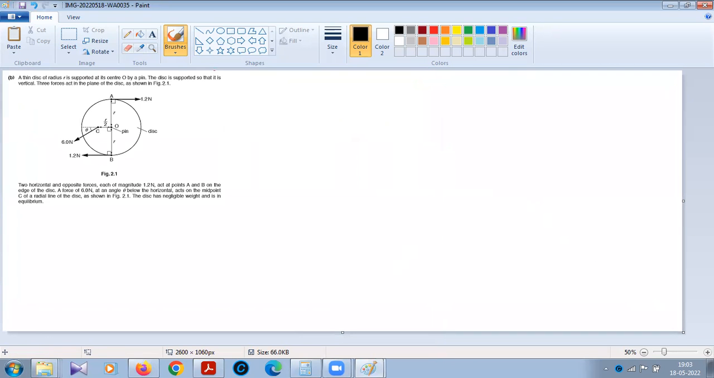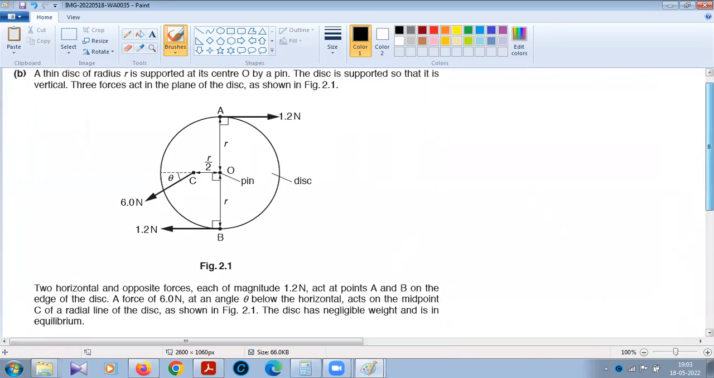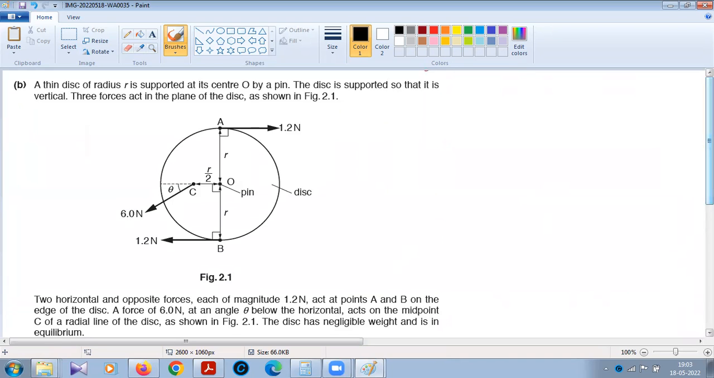Let me find it out. Force on the pin you have to find out. So what is the question? Let me read it. A thin disc of some radius is supported at the center by a pin. The disc is vertical. Three forces are acting on it: 6 Newton, 1.2 Newton, and 1.2 Newton, like this.